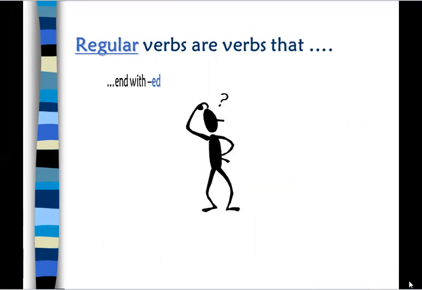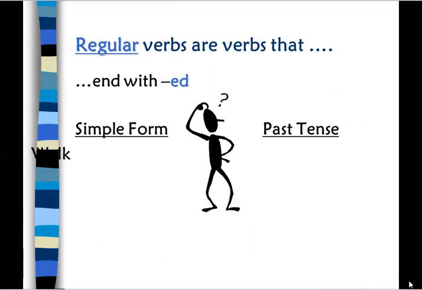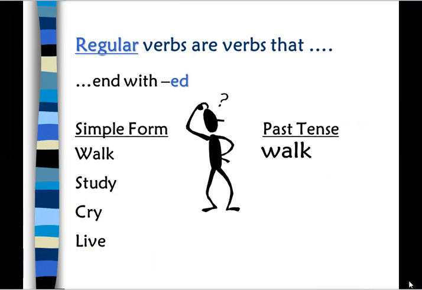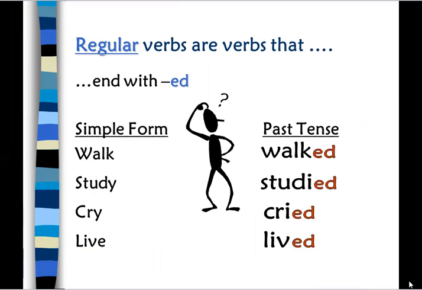Regular verbs are verbs that end with ed. The simple form is like walk, study, cry, live. And in the past tense, it's walked, we add ed, studied, cried, lived.